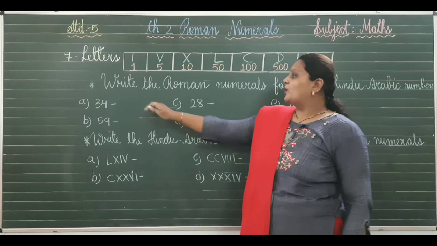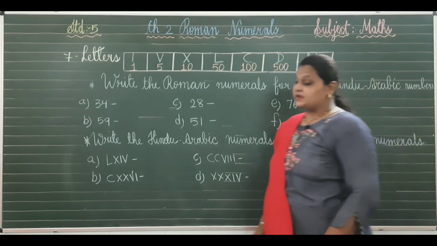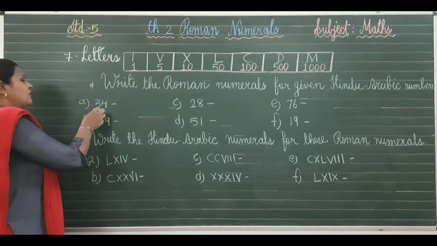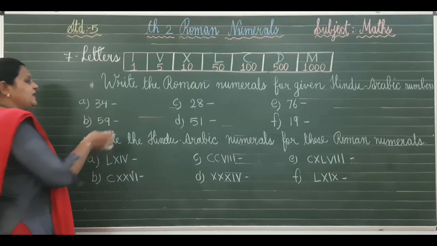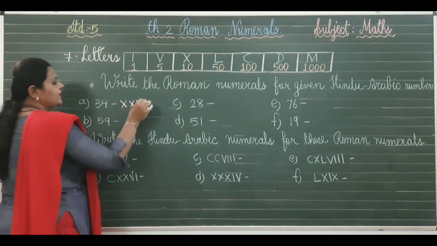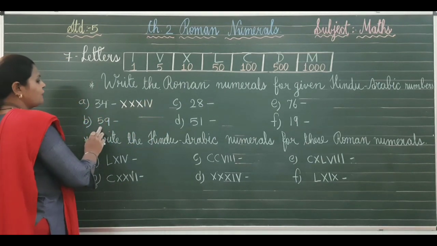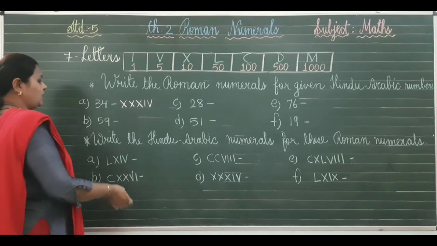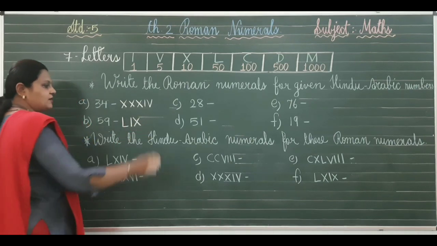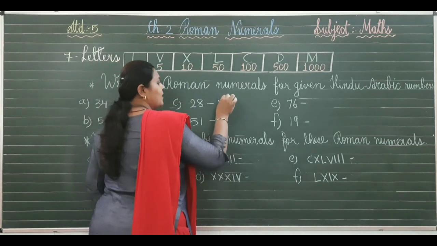Now we will have a question: write the Roman numbers for given Hindu Arabic numbers. Here we have to write Roman numbers for given Hindu numbers. First is 34. Now 34 means triple X means 30 and 4 means IV. This is 34. Second is 59. Now 59 means 50 means L, 9 means IX. Okay. Next 28. So 20 plus 8.